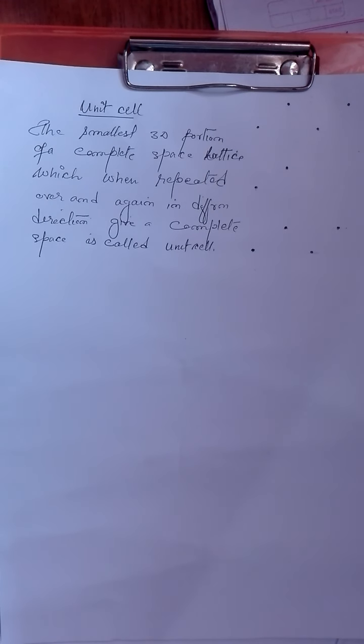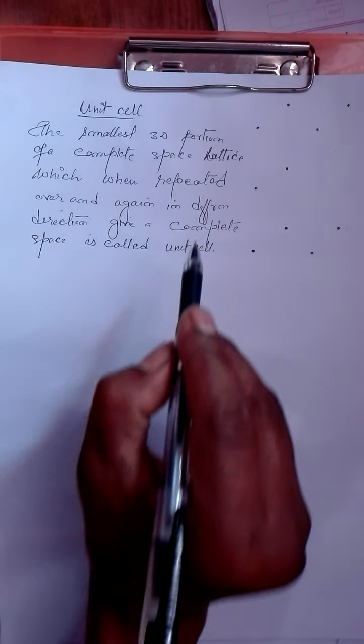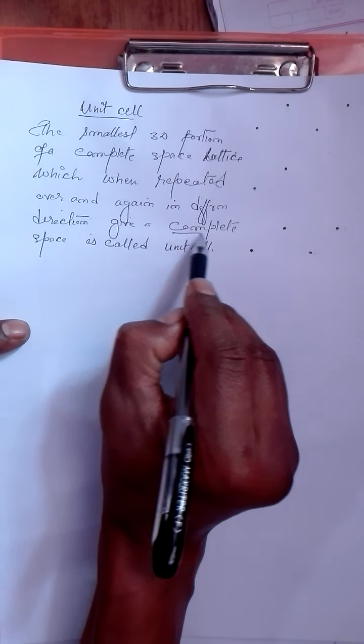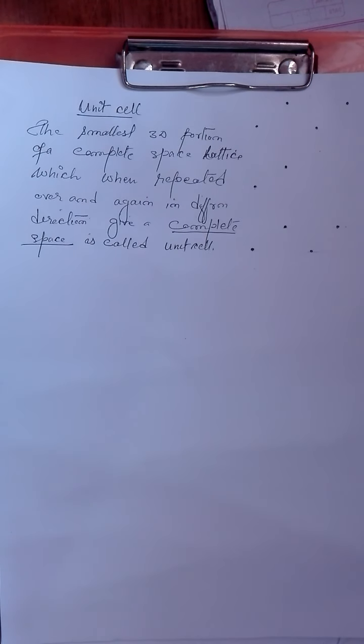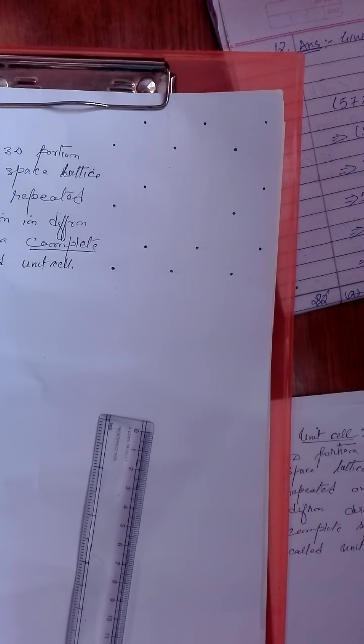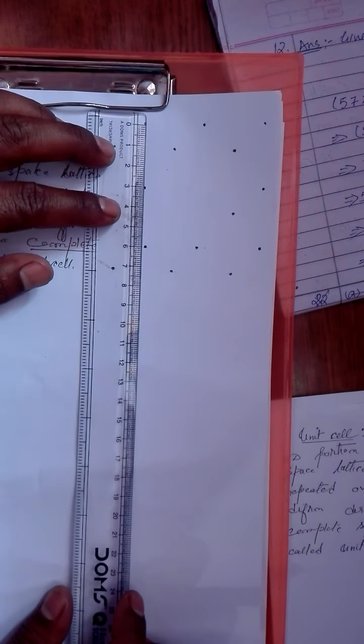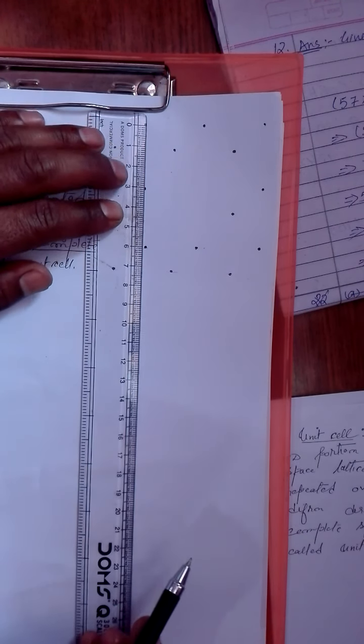I'm going to read this definition again. The smallest three-dimensional portion of a complete space lattice, which when repeated over and over again in different directions gives a complete space lattice, is called what? Is called unit cell. Let's try to find out what the geometry of a complete space lattice is. What will be the geometry of this complete space lattice? To get the geometry, I'm going to join all the points by a straight line.